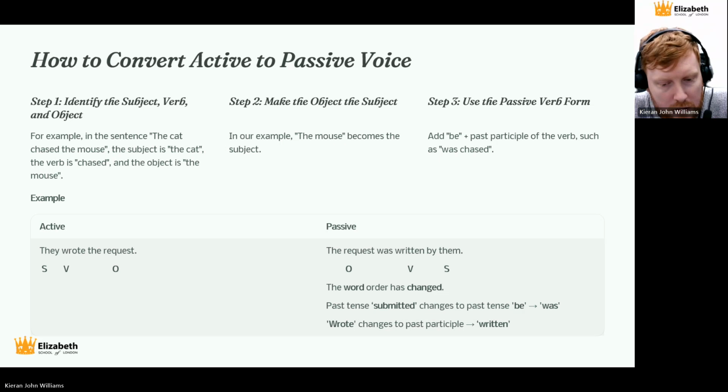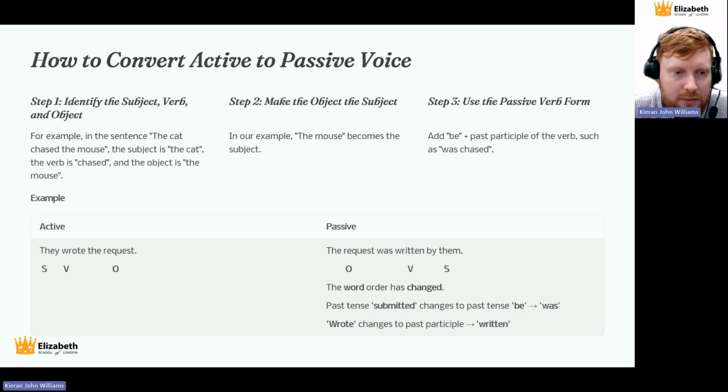So it's very easy to create active voice sentences, but it's actually quite difficult to then transfer it into a passive voice sentence. So in this next slide, we're going to have a look at converting from active to passive. So your first step should always be trying to identify, as we've talked about before, the subject, the verb, and the object. So if you look at the sentence, the cat chased the mouse, you're looking for the subject, which is the cat, the verb, which is chased, and the object, which is the mouse. So that would be your first step.